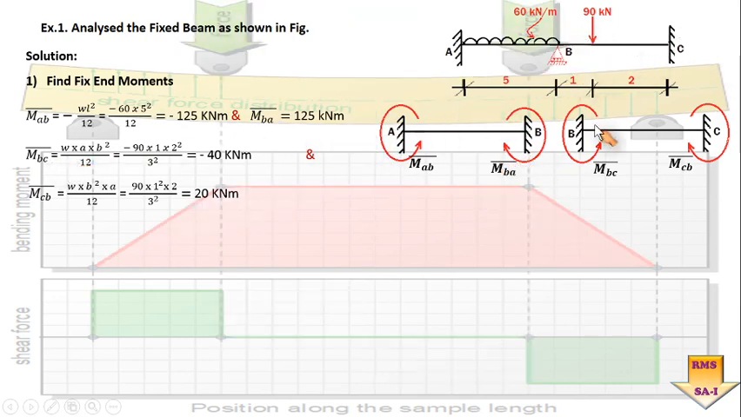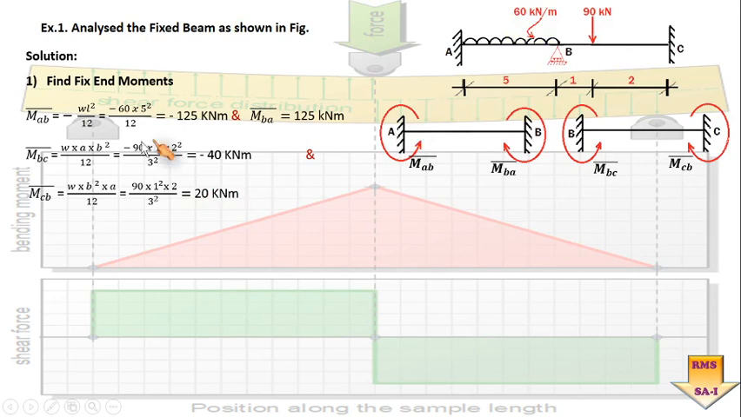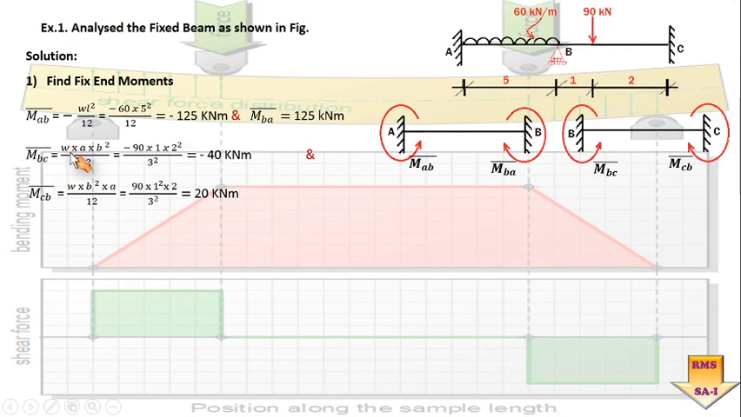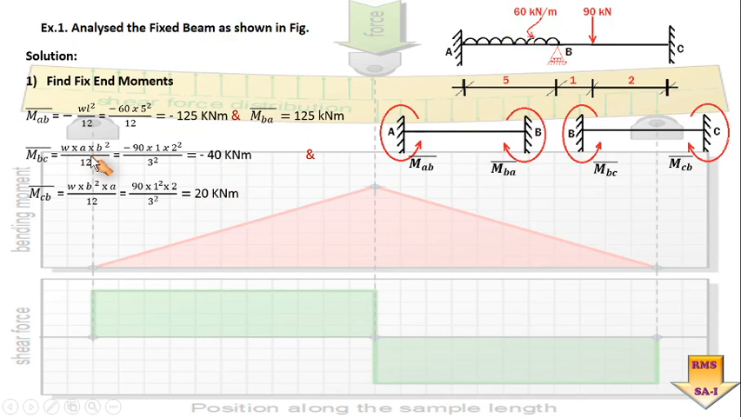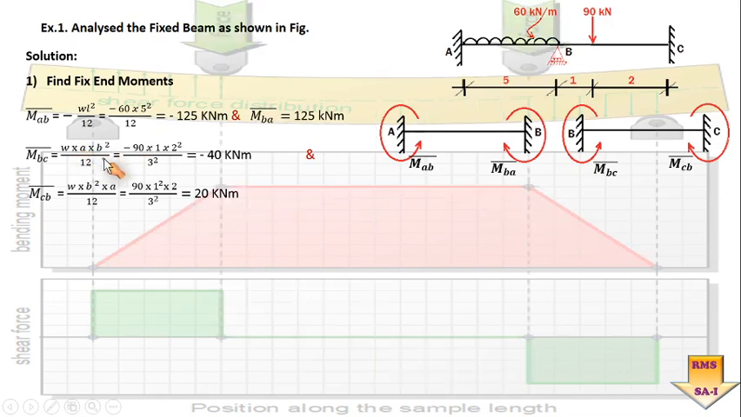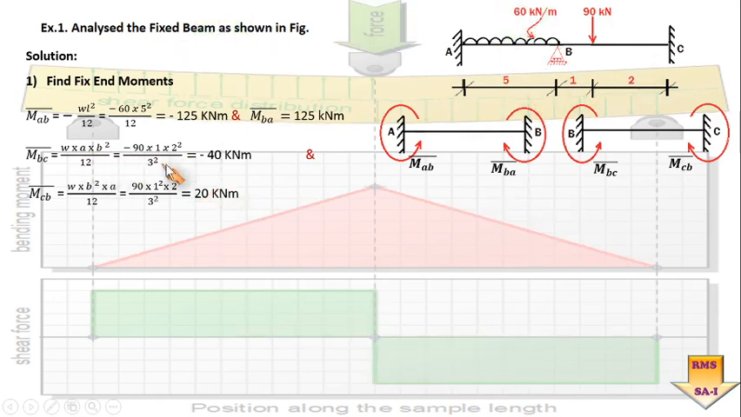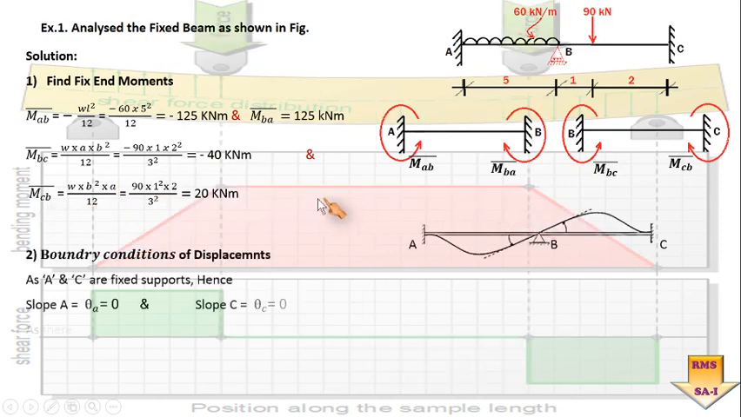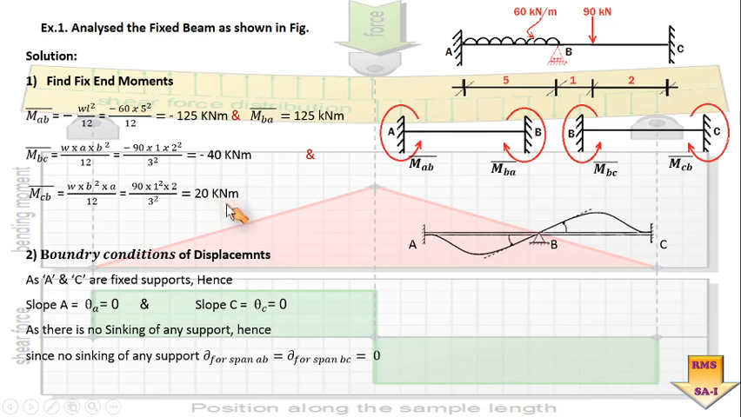Similarly, in the next span's consideration, it is a point load at certain distances from the supports. Is it okay? So here, being again a standard case, we know the fixed end moment about B will be W a b square by L square, and putting the values of the point load and the spans here, we are getting minus 90 into 1 into 2 square by 3 square is equal to minus 40 kilonewton meter. Is it okay? Now for the second span MCB, back substituting the value, we got a fixed end moment equal to plus 20 kilonewton meter.